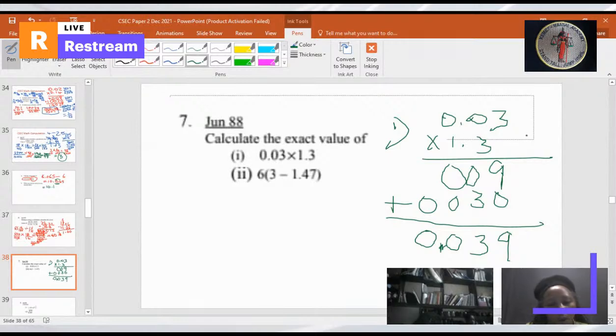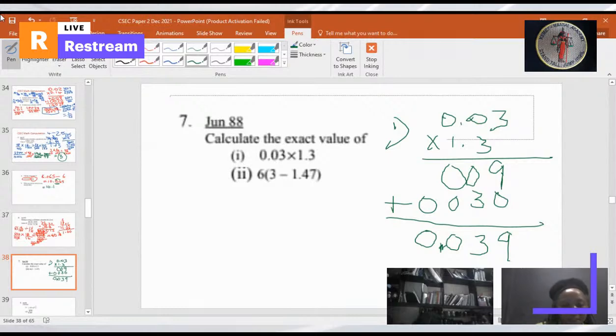Where I thought the decimal places was counting. So there are 2 decimal places up here and 1 down here. That's 3 decimal places in all the answer should have. So this is the answer for I.